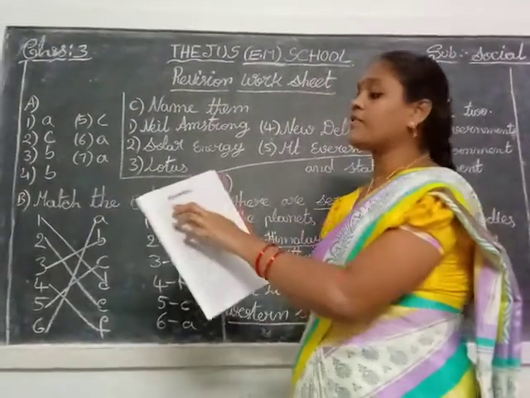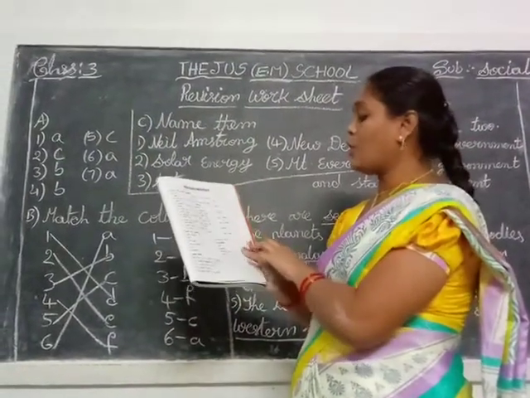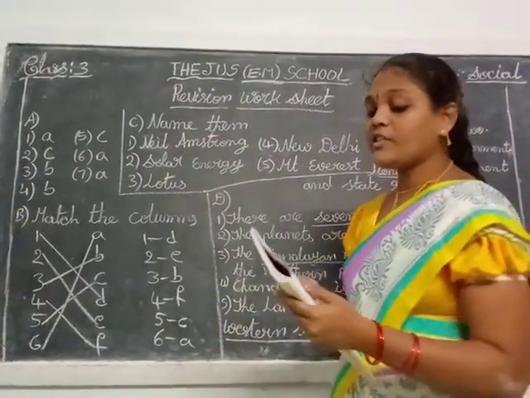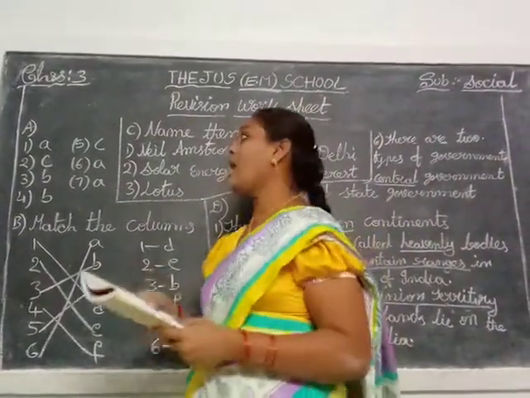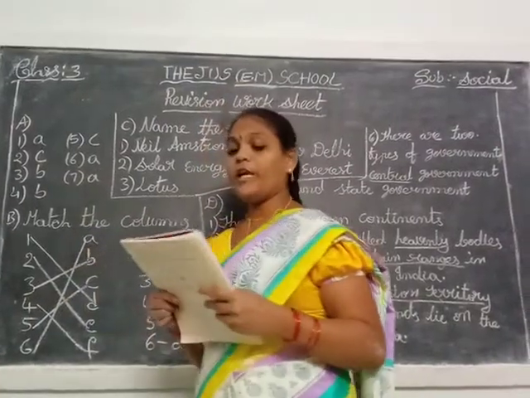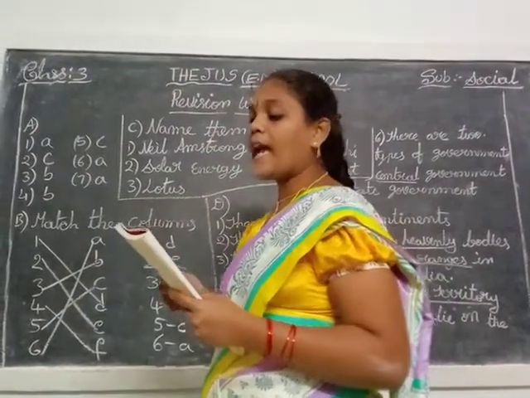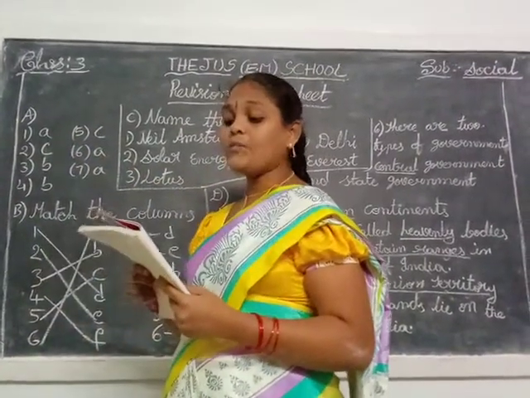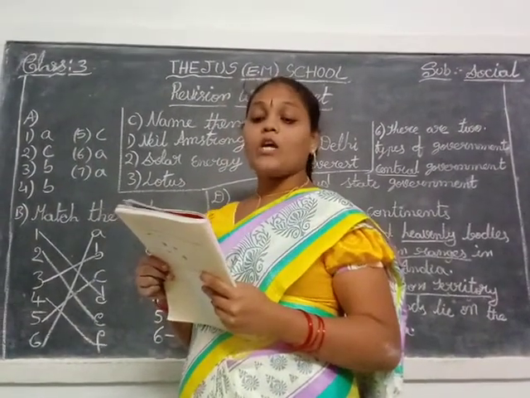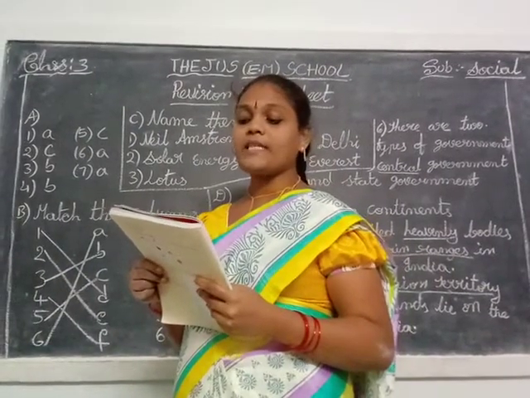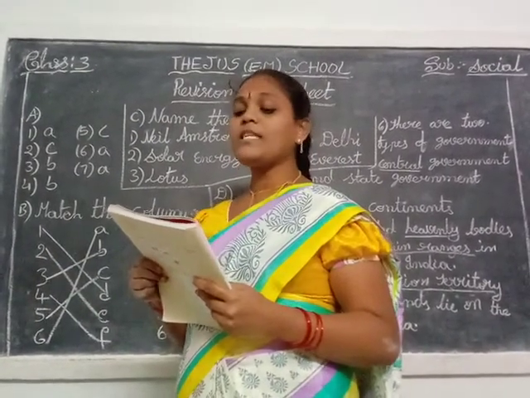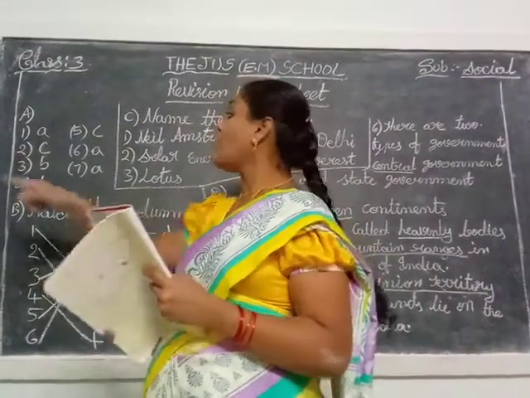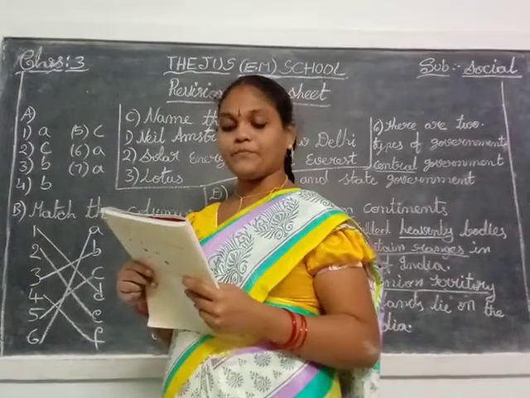See our next one, children. Revision worksheet. Okay, in our textbooks, page number 161, revision worksheet is there. See, first A. Roman, tick the correct answers. So write the answers only, children. Listen carefully. First one, there are dash planets in our solar system. Option A, 8. Option B, 6. And option C, 9. Which one is correct, children? 8 planets in our solar system is correct. So, option A, you tick that answer.